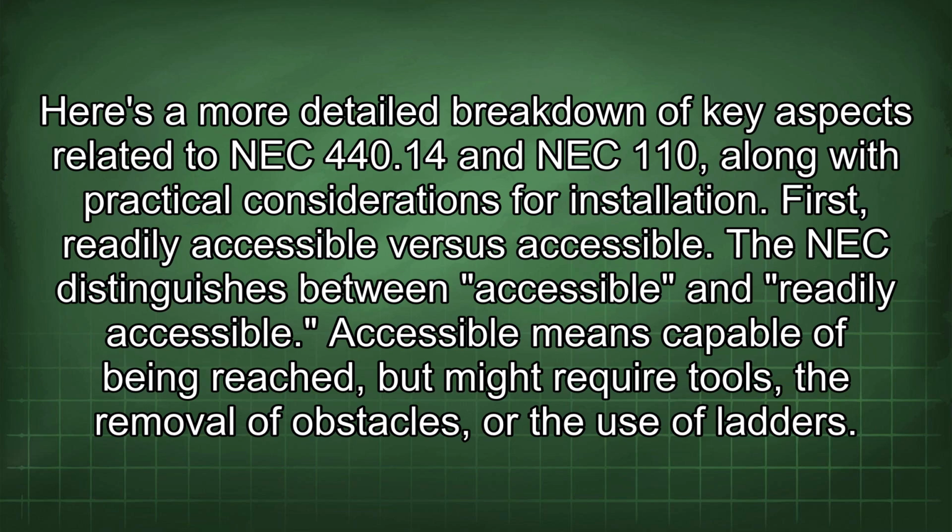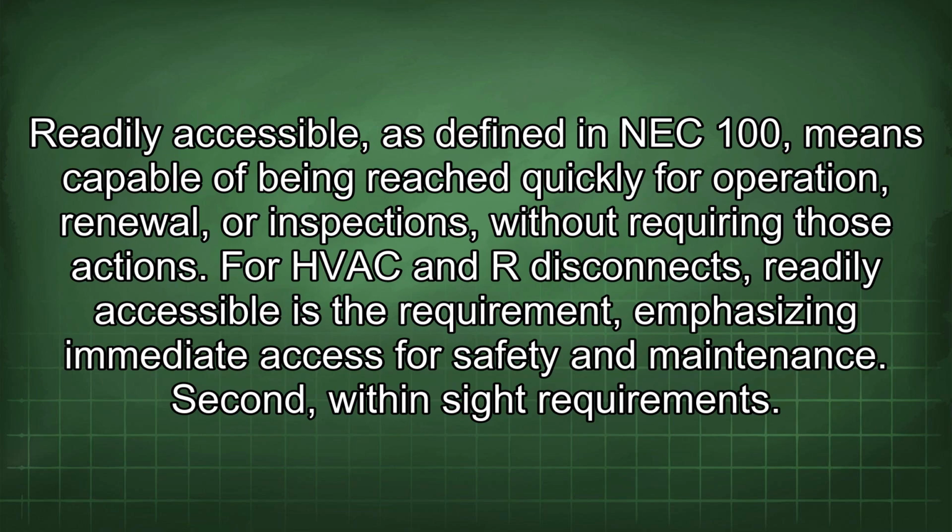practical considerations for installation. First, readily accessible versus accessible. The NEC distinguishes between accessible and readily accessible. Accessible means capable of being reached, but might require tools, the removal of obstacles, or the use of ladders. Readily accessible, as defined in NEC 100, means capable of being reached quickly for operation, renewal, or inspections, without requiring those actions. For HVAC and NAD disconnects, readily accessible is the requirement, emphasizing immediate access for safety and maintenance.